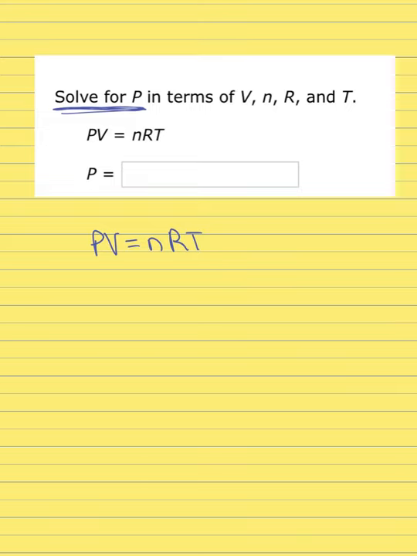I have p times v. The opposite of p times v is division. So I'm going to divide each side. I know I'm going to divide by v because I'm trying to get p by itself. So I'm going to get rid of the other letter. So I'm going to divide by v, and what I do to one side, I've got to do to the other. So those cancel out. Leaves me with p on the left-hand side equals lowercase n, capital R, capital T over capital V. And that is my answer.